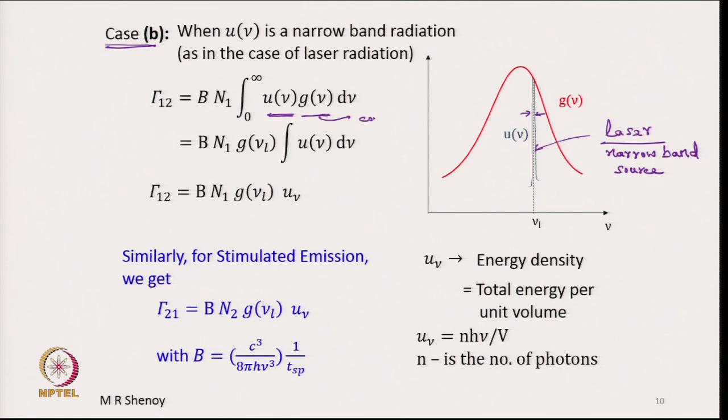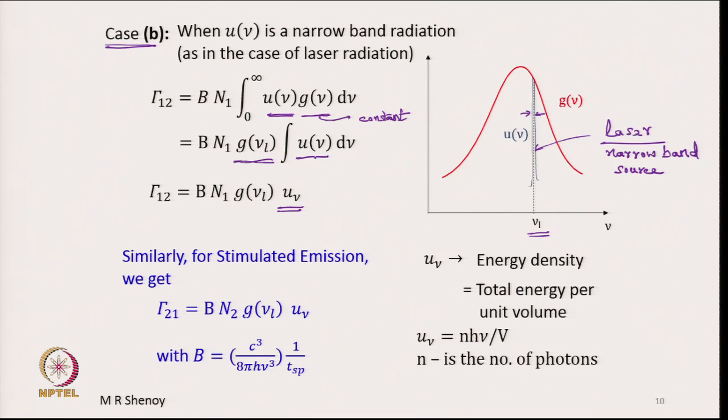So, we assume this to be constant over the range of integration, that is the effective range of integration, and therefore, we take out the value of G nu at the laser frequency nu L. So, this is centered around nu L, the laser frequency. We take it out and then we have integral u nu d nu, and integral u nu d nu is called u, the energy density.